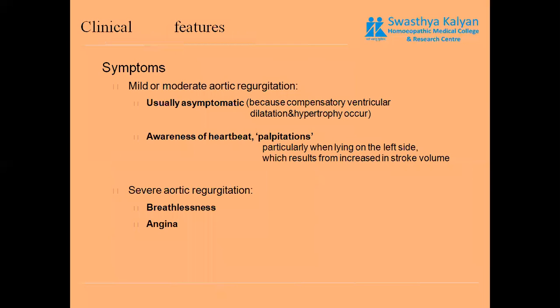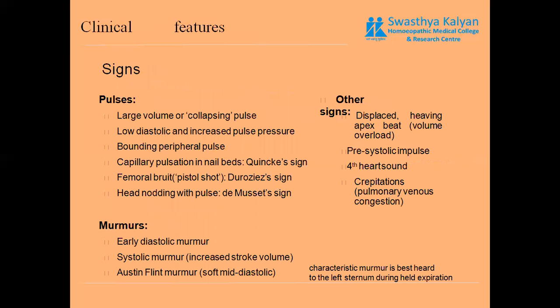As for the clinical features, usually they are asymptomatic, but awareness of heartbeat, that is palpitation, is one of the key features that gives you an idea that something is wrong with the valve. If the severity of this regurgitation is on a higher side, then breathlessness and angina can also be experienced. There are some signs which will help you know it.